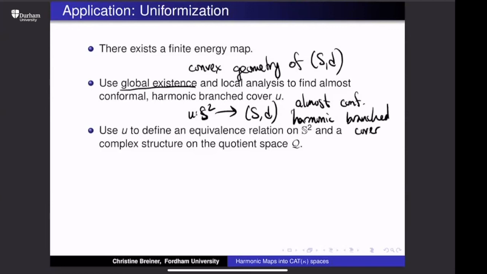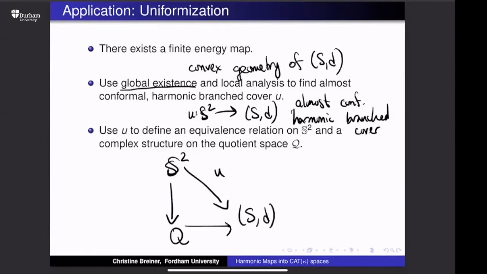Okay, and then from there, we're going to use that map to define an equivalence relation on our sphere so that we get a complex structure on the quotient space. So let me show you the picture here. Okay, so we'll have this mapping. U will map this way to our S_D. Q will be defined by an equivalence relation. So we'll just say P is equivalent to Q if U of P equals U of Q. So a pretty straightforward equivalence relation.